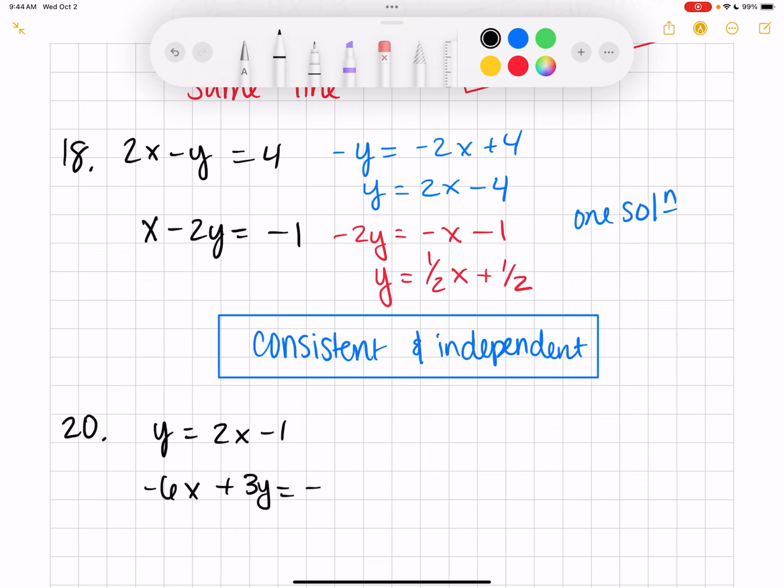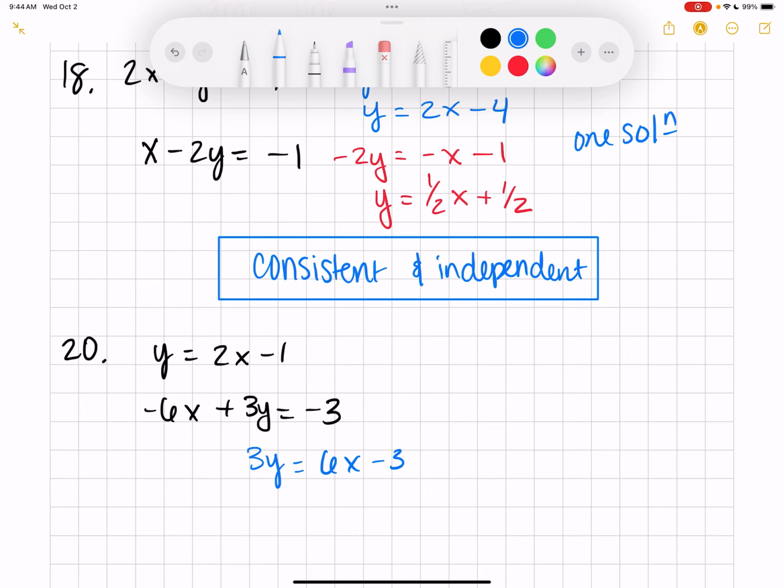Y equals 2x minus 1 and negative 6x plus 3y equals negative 3. First one's already written in the correct form, so I need to manipulate the other one. 3y equals 6x minus 3. Y equals, divide by 3, 2x minus 1. They're the same exact line. Same line means it's consistent with infinitely many solutions. Dependent, because it's all of them. Consistent and dependent.